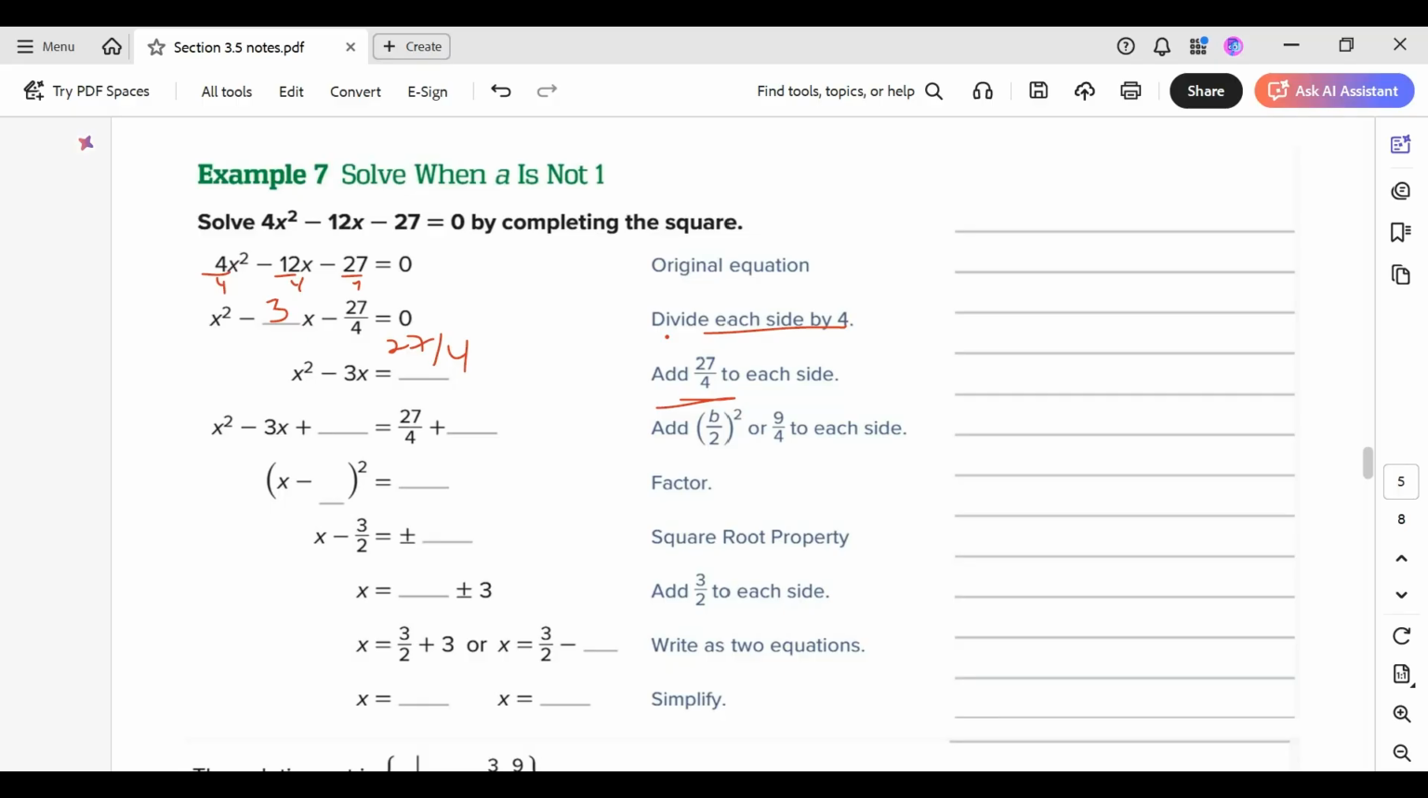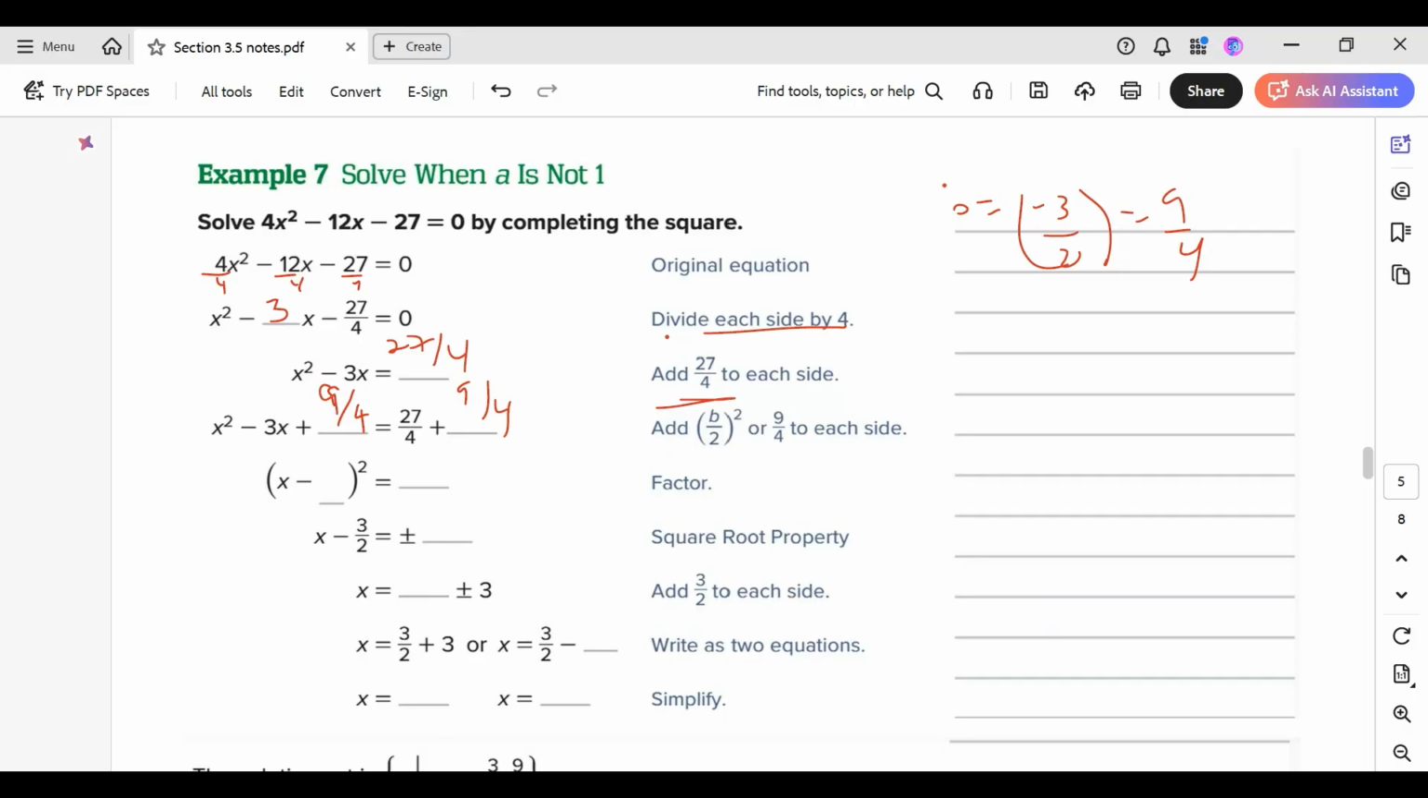We're applying our b squared. Remember, b in this instance is negative 3. So we're doing negative 3 divided by 2 and then squaring, and that's where we get 9 over 4. So we're applying 9 over 4 to both sides. We're applying our perfect square trinomials.